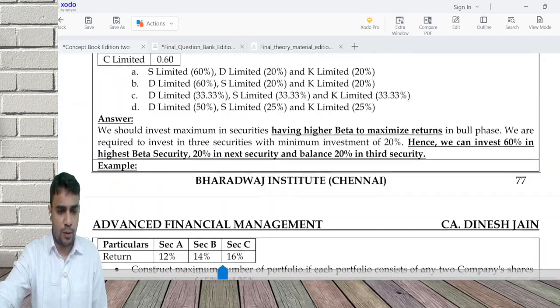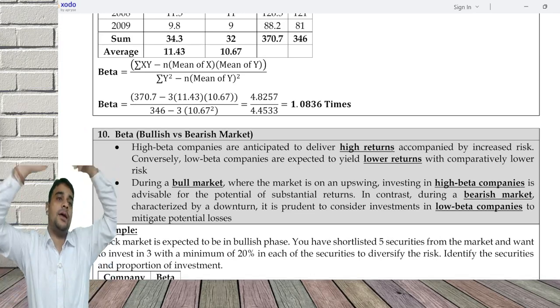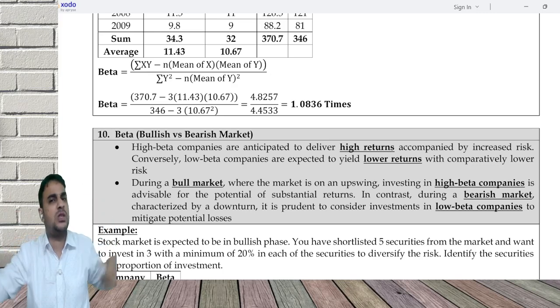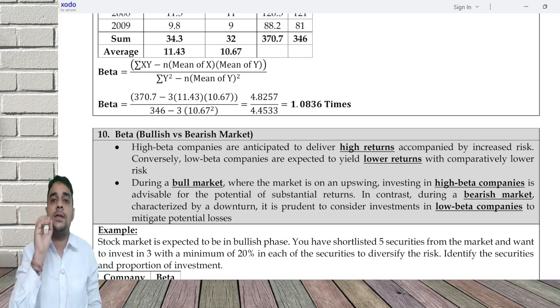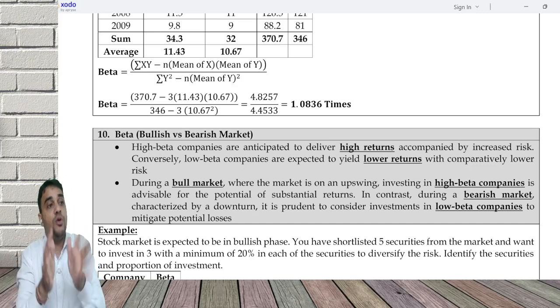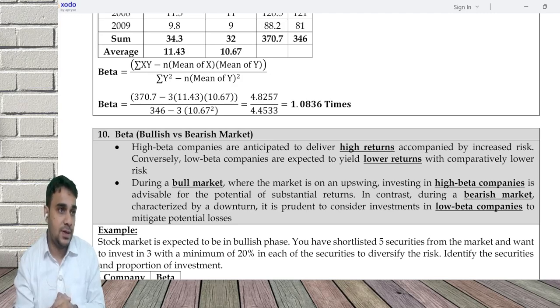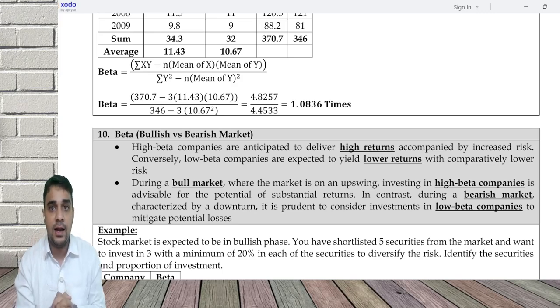Before I go to the portfolio beta, one concept alone is pending. There's a bullish market and there is a bearish market. I think this will get used sometime later, but I'll explain this. A bullish market is when the market is likely to go up. A bearish market is when the market is likely to go down. When you are in a bull market, invest in high risk companies. High risk means high return.